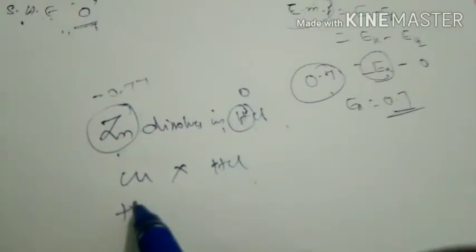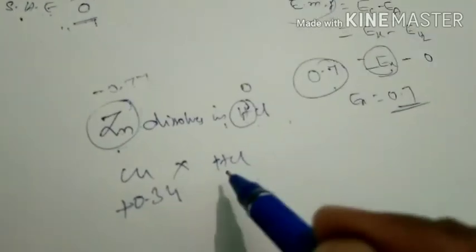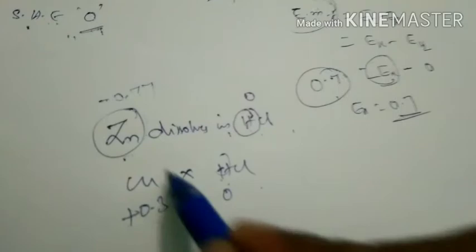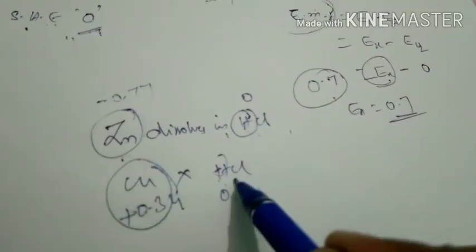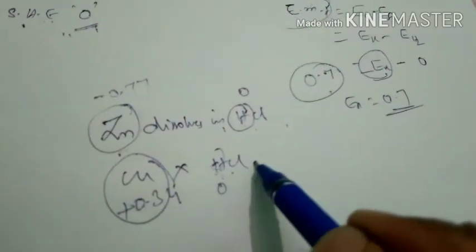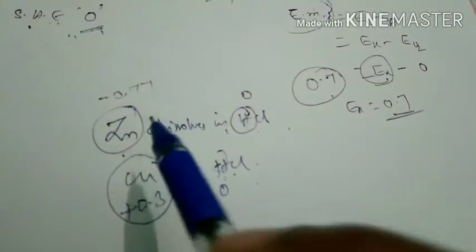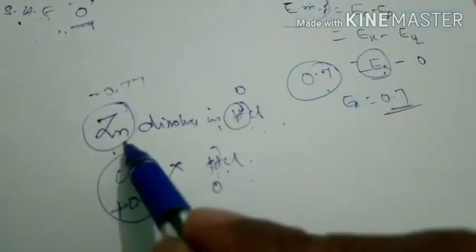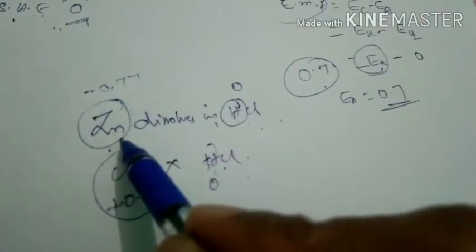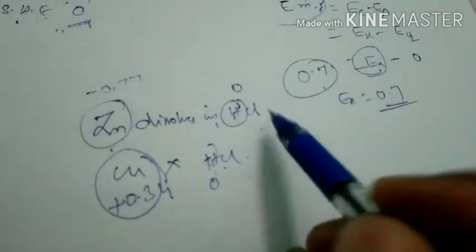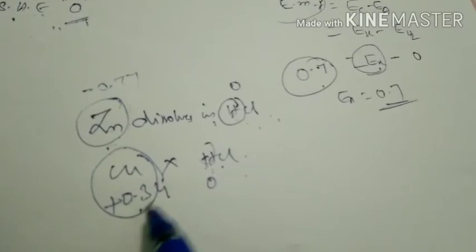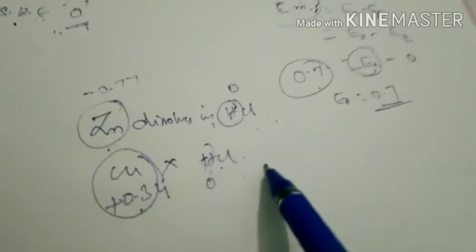But in this case, the SRP value of copper is how much? Plus 3.4. But here the SRP of hydrogen is how much? 0. So a high SRP substance cannot replace a low SRP substance from its solution. So that is the reason. So the answer is what? Zinc dissolves in HCl because the low SRP of zinc can replace hydrogen from its solution. But in the case of copper, having a higher SRP value, it cannot replace hydrogen from its solution.